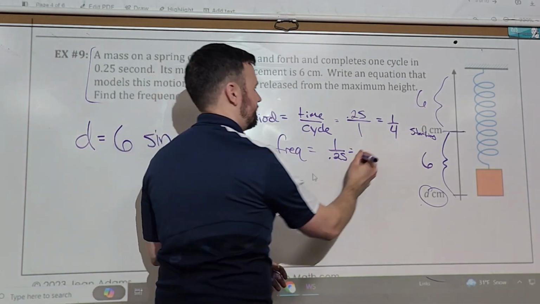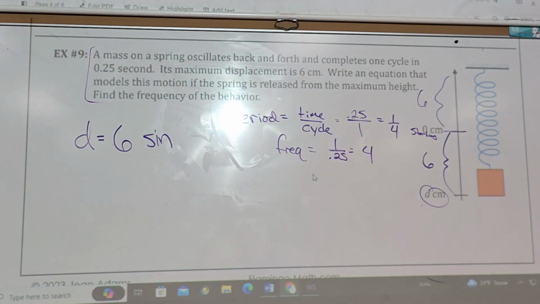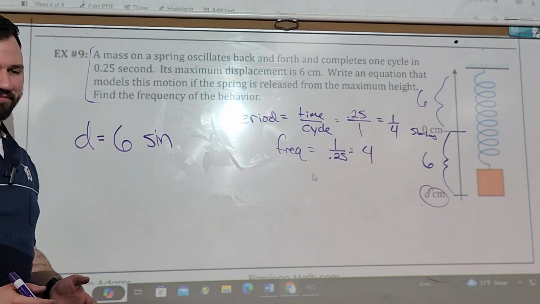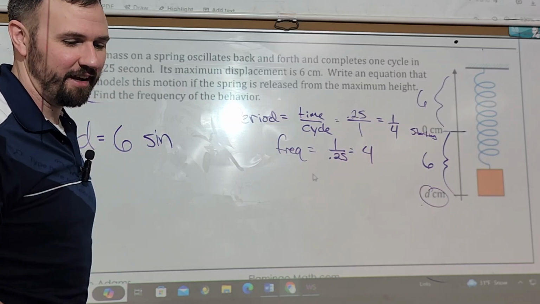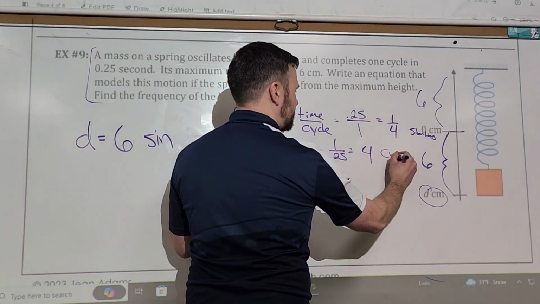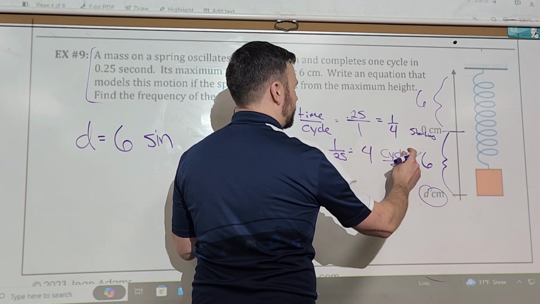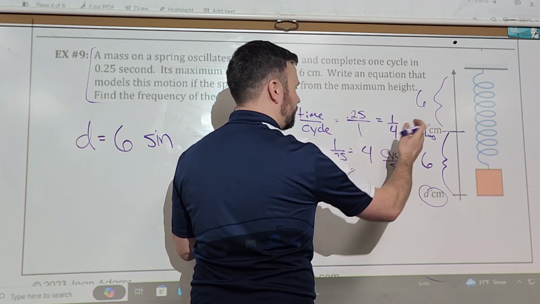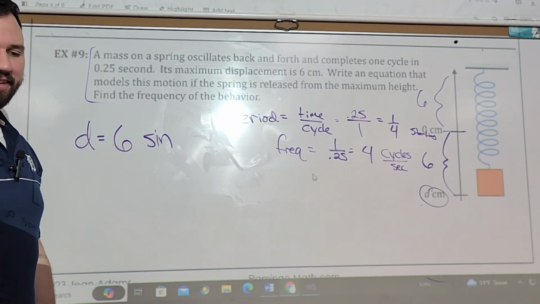What's that one then? 4. How many quarters make up a dollar? 4. Or you could just say, what's anything divided by 1? It's itself. I'm not calling you dumb. No one is dumb. All right. So my frequency is 4 cycles per second. Right? And I'm going to complete 4 cycles in 1 second. They're saying the same thing, right? Okay, good. We all agree on that.